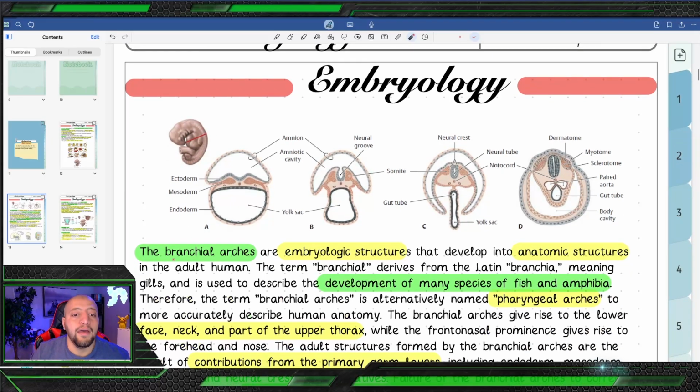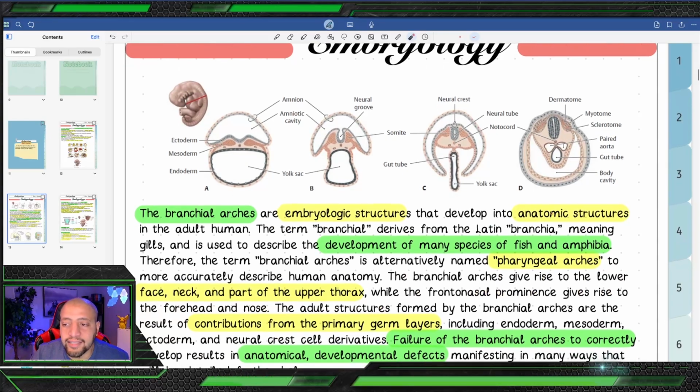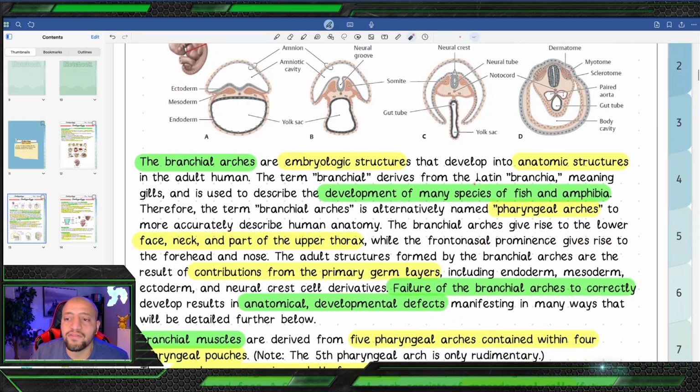The branchial arches are embryonic structures that develop into the anatomic structures in the adult human. The term branchial derives from the Latin branchia, meaning gills, and is used to describe the development of many species of fish and amphibia. Because we are not fish, we are going to replace this branchial arch with the pharyngeal arch. So what's the meaning of pharyngeal arch?